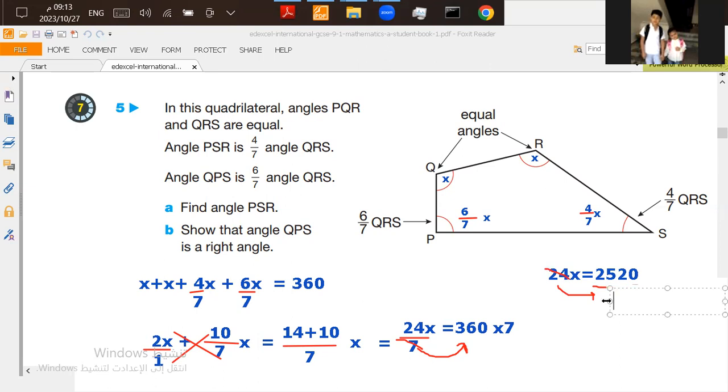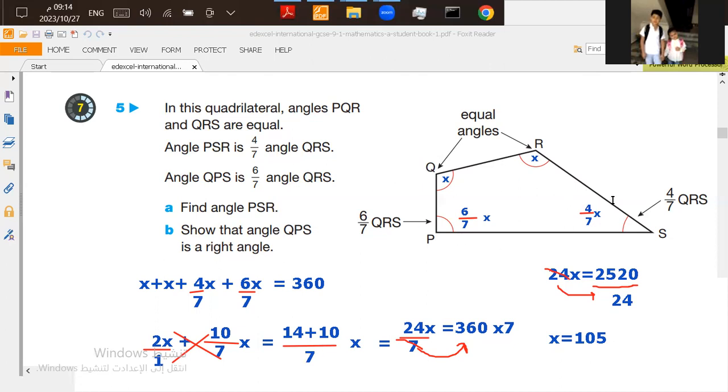So you have to follow the steps to get the answer. Good. Now, x equals what? X equals this divided by this. So I'm going to divide it using the calculator. So 2,520 divided by 24, and the answer is 105. The answer is 105. Now, 105 is what? It's the x. So find angle PSR.